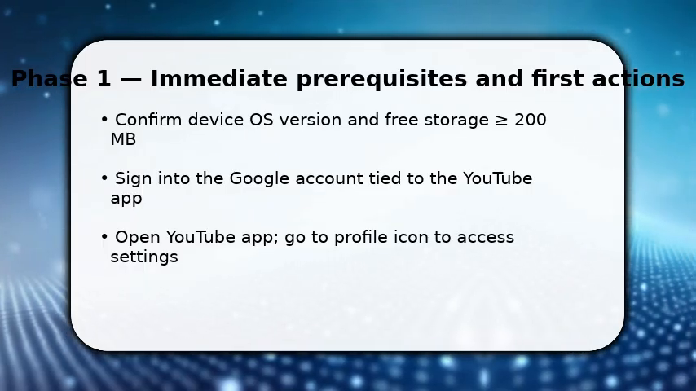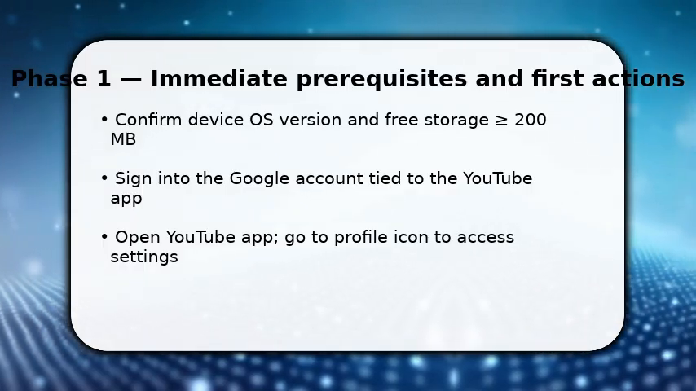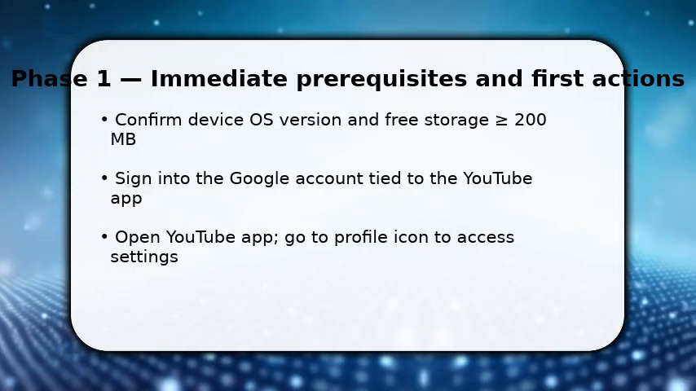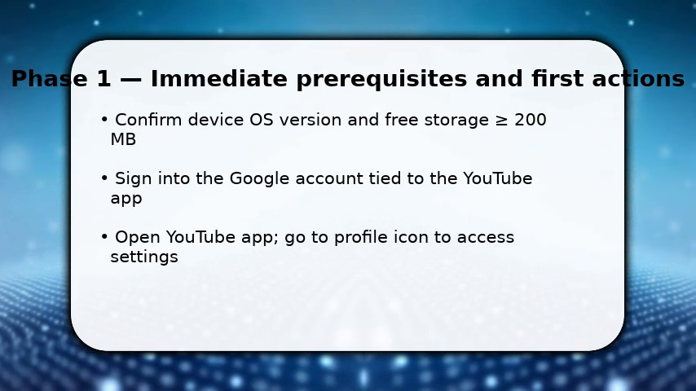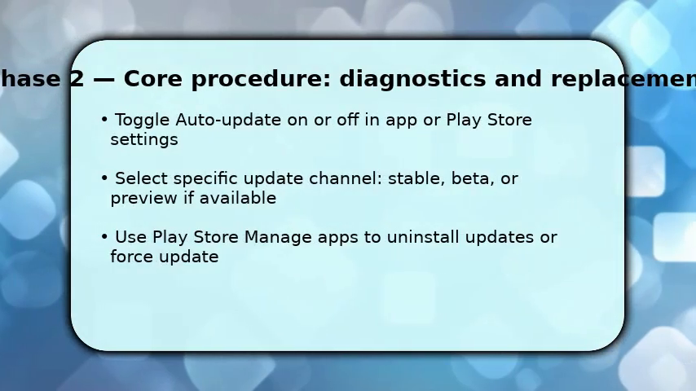Updates may be large. From Settings, select General to see update options, and proceed to the next step when you see the App Update toggle or Manage Updates entry. You now change how updates behave.